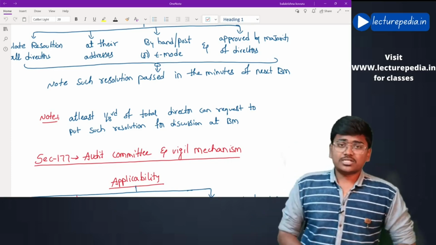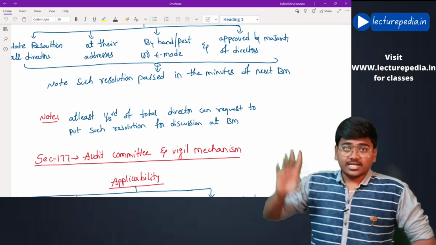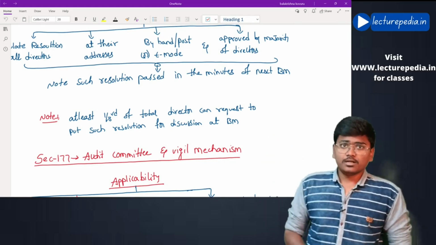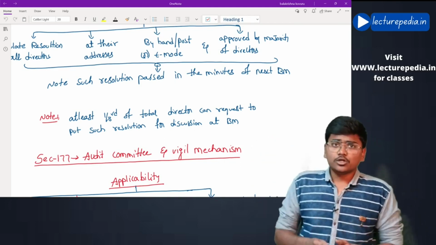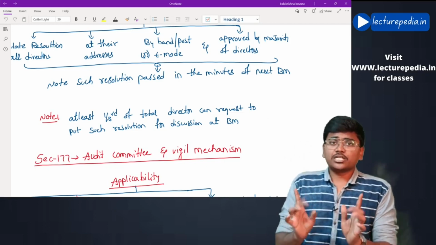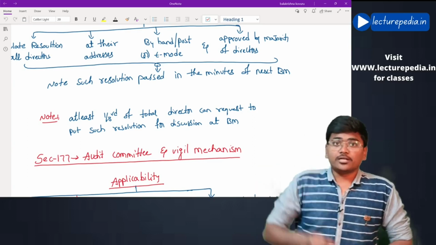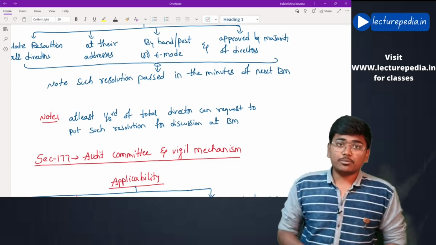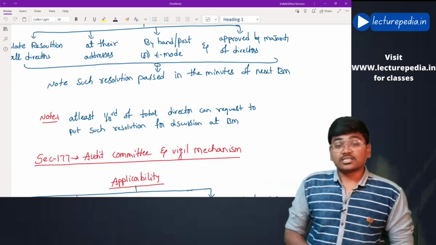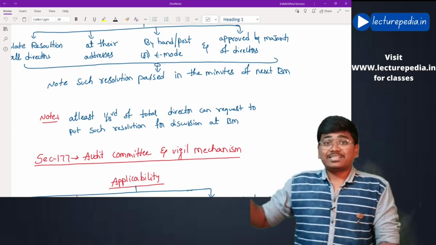Now, see, the draft resolution has been circulated to all the directors. Once the draft resolution has been circulated, at least 1/3 of total directors request that this resolution which is circulated to us should not be passed through resolution by circulation. We have to discuss this matter in the board meeting. Okay, such a request has been made by at least 1/3 of total directors. In such case, such resolution would be put to discussion at the next board meeting.